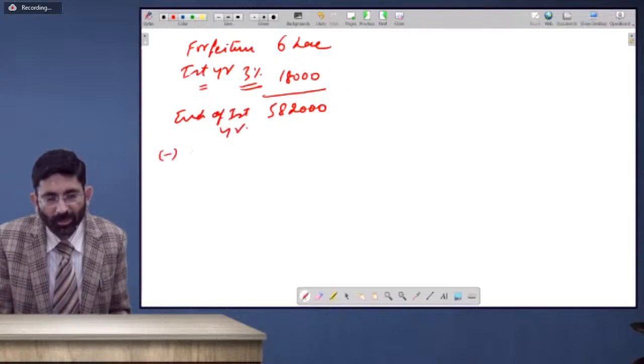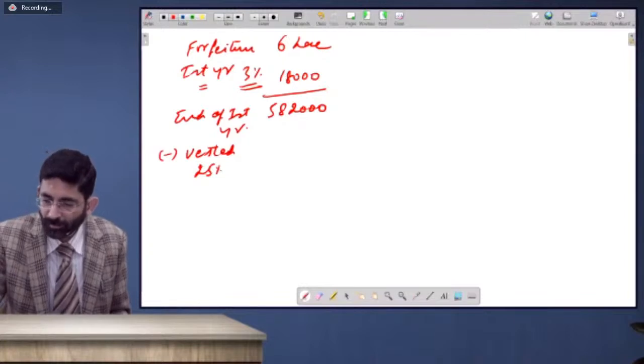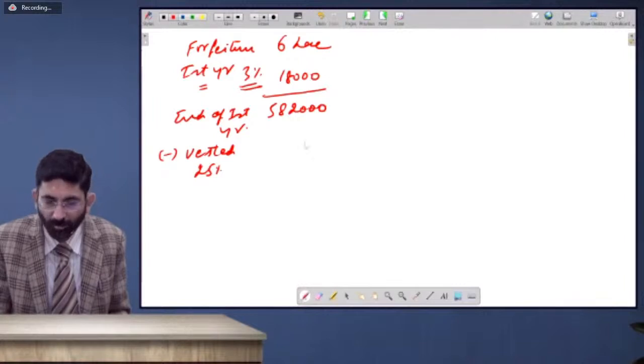Minus, out of this how much will be vested? How much will be acquired? How much will be purchased? 25%. That will be 1,45,500. Balance is 4,36,500.